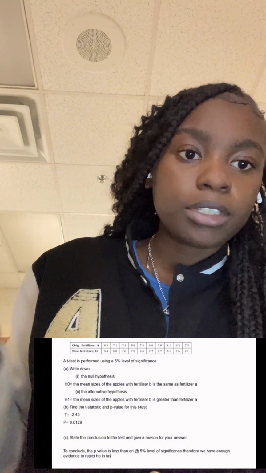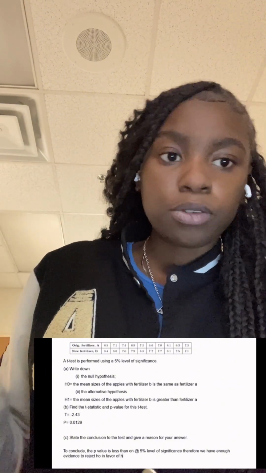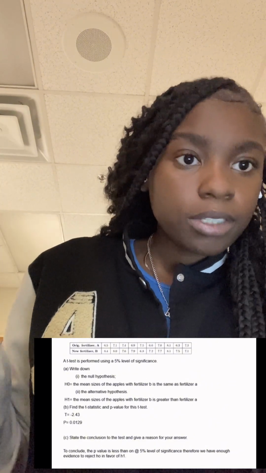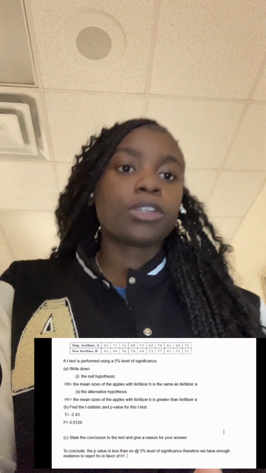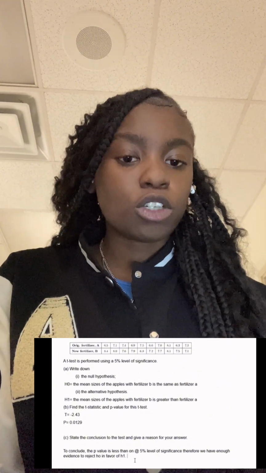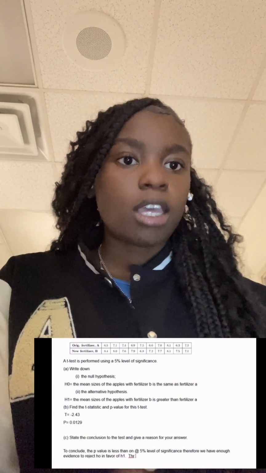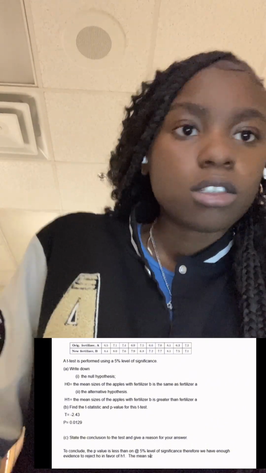Okay, so like I explained, if the p-value is greater than alpha, we obviously don't have enough evidence to reject H0 for H1. If the p-value is less than alpha, we have enough evidence, and that means that the mean sizes of the apples with fertilizer B is greater than fertilizer A. Let me make sure H1 is right here again, and yeah. So on to 13.